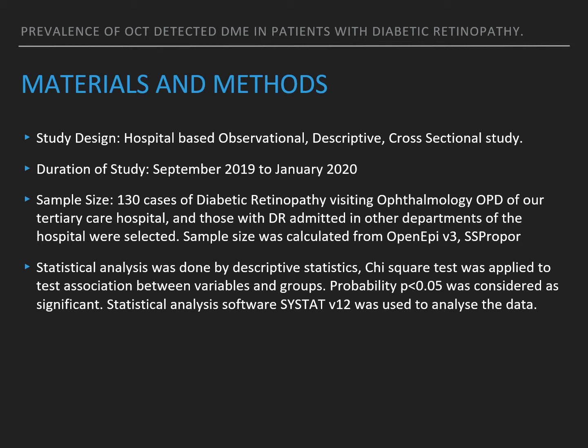130 cases of diabetic retinopathy visiting the ophthalmology OPD of our tertiary care hospital, and those with DR admitted in other departments of the hospital were selected. The sample size was calculated from OpenEPI version 3. Statistical analysis was done by descriptive statistics. Chi-square test was applied to test association between variables and groups. Probability of p less than 0.05 was considered as significant, and SysStat software was used to analyze the data.